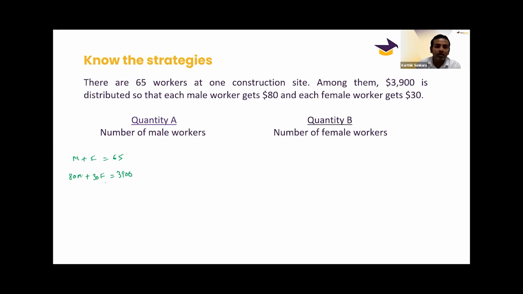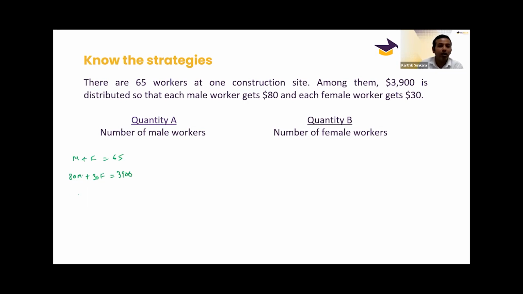Now, what is quantity A? The number of male workers, and quantity B is the number of female workers. That means I need to know the value of F, and I need to know the value of M. If I have to do it using the elimination method or the substitution method, this is going to take time. So we need to know the right strategy, right?